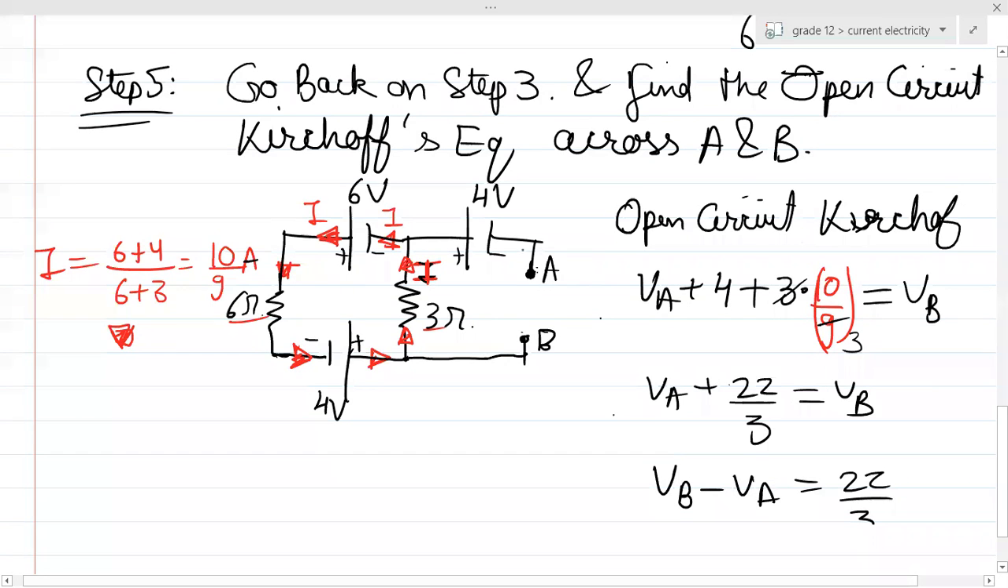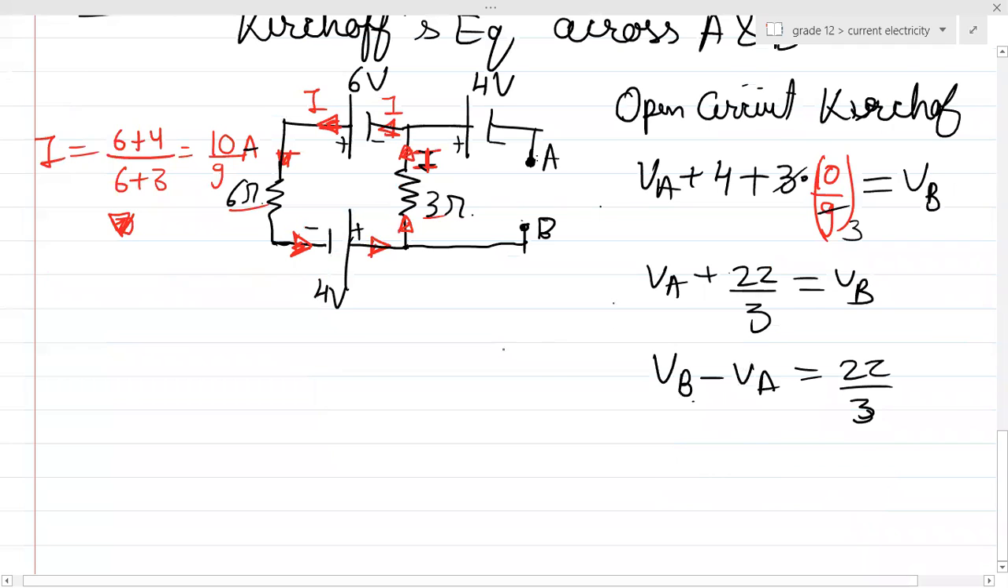It doesn't matter whether B is greater or A is greater. You need to write it like this so that whichever of VB minus VA or VA minus VB comes, it should be positive. Okay? By doing that, you will get an idea ki which is bigger. So from this equation, potential at B is greater than potential at A. Yes or no? So from here, you will get an idea about which is bigger. So B is bigger, A is smaller, right? Yes, sir.